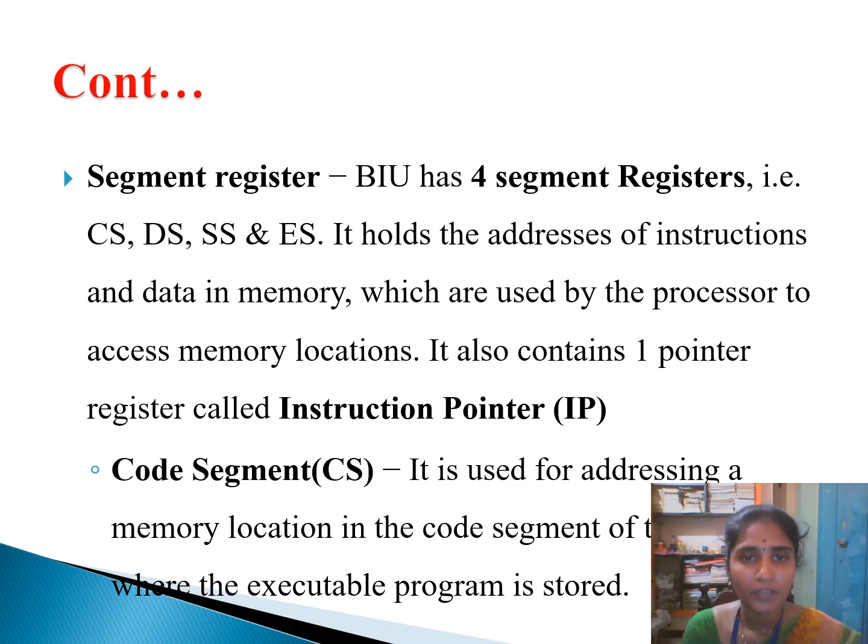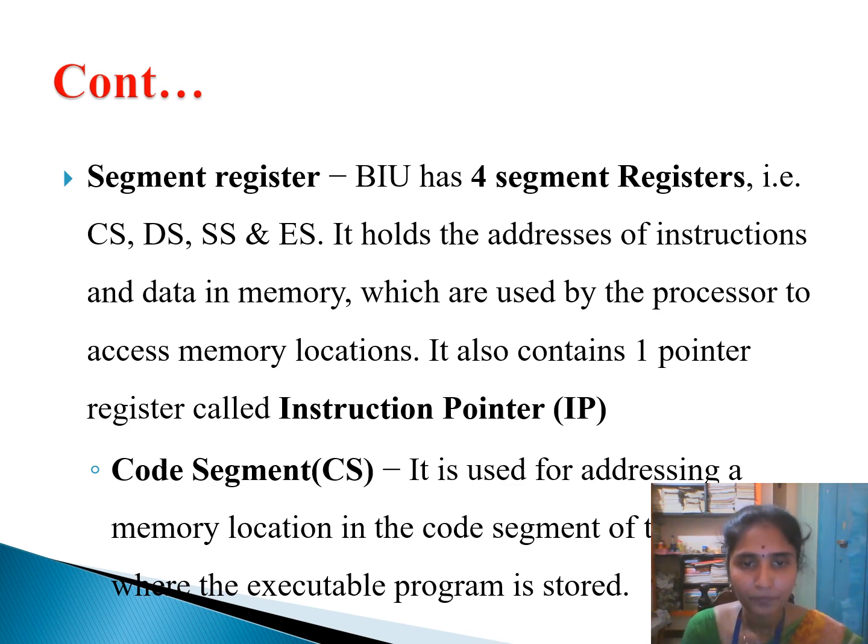Next, segment registers. The bus interface unit has 4 segment registers, that is CS, DS, SS and ES. CS is the code segment, DS the data segment, SS the stack segment and ES the extra segment. They hold the addresses of instructions and data in memory, which are used by the processor to access memory locations. The segment registers also contain one pointer register called the instruction pointer. Let's see the registers one by one.